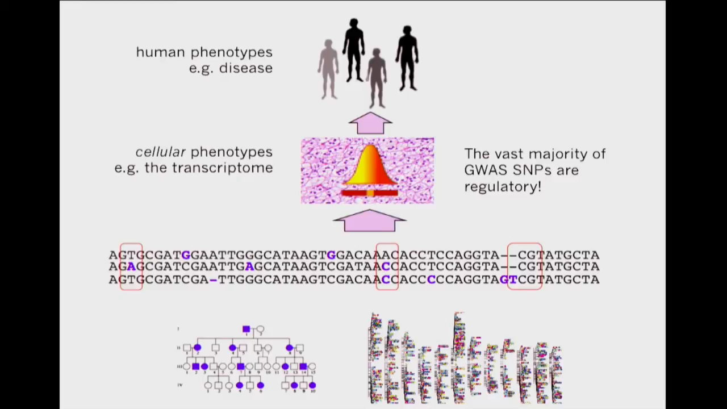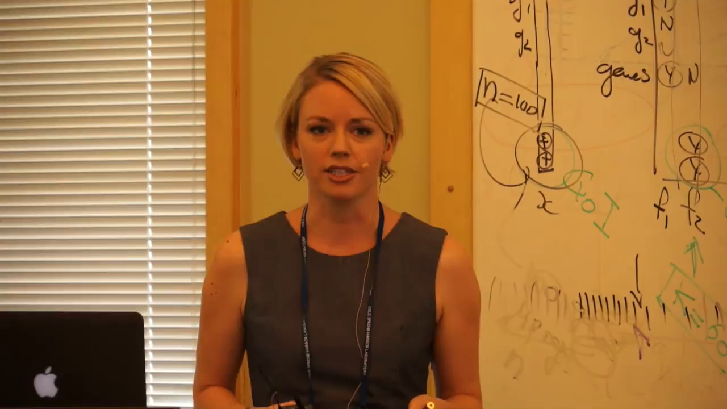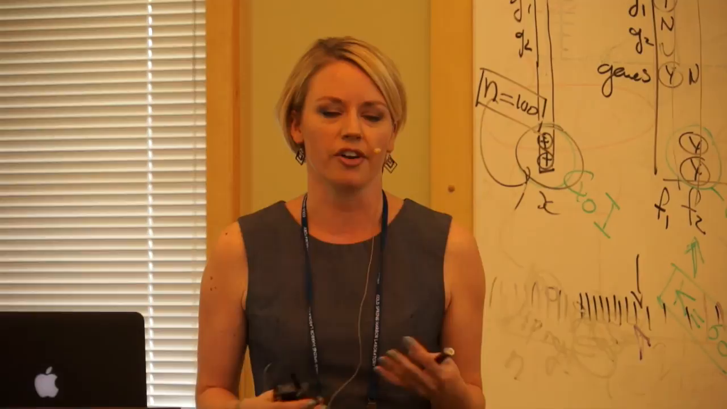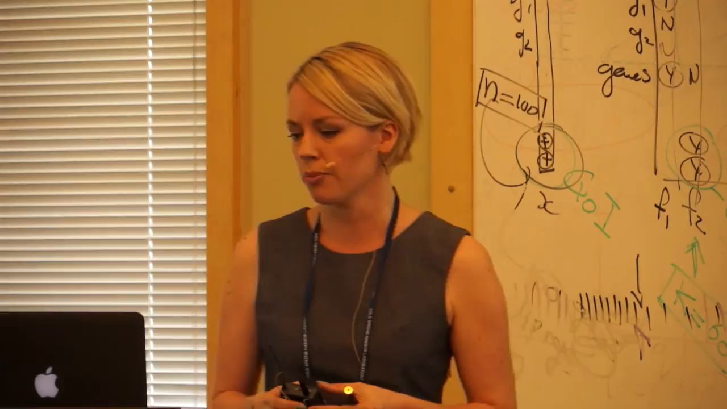One of the reasons why mapping genetic variants that affect the transcriptome has been so important is that we have come to realize that the vast majority of genome-wide association study signals actually come from non-coding regulatory regions. So it's not like you have a major signal of non-synonymous coding variants underlying these associations. A lot of it is regulatory, basically telling us that regulatory variation in humans, and genetic regulatory variation, is a key component to understanding disease risk.